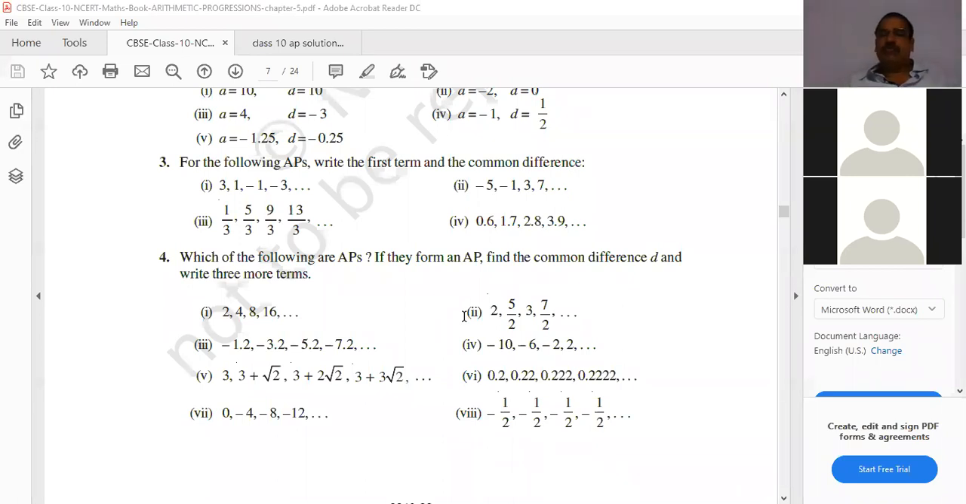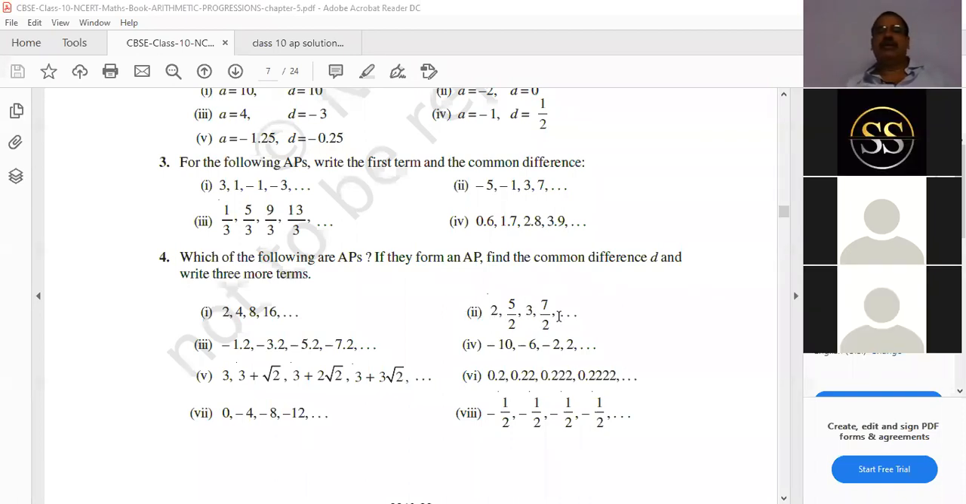Not an AP, sir. Why? All differences are minus 1, sir. No, D is wrong. D equal to plus 1 by 2. Plus 1 by 2, sir. Good. 5 by 2 means 2.5. 2.5 minus 2, half. 2.5 plus half, 3. 3.5 is nothing but 7 by 2 only. Now it is an AP only. The common difference is 1 by 2.